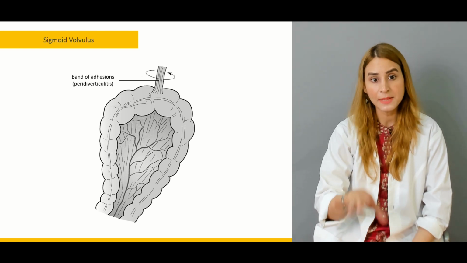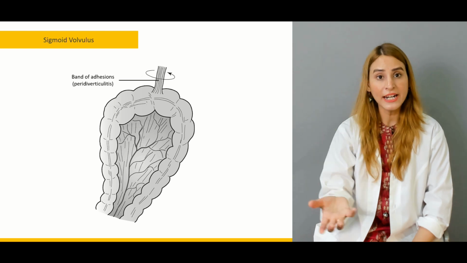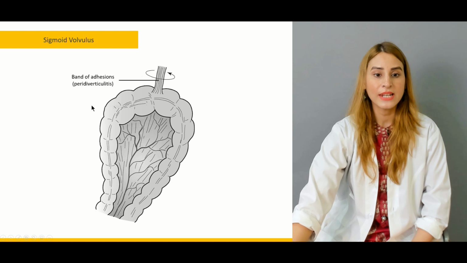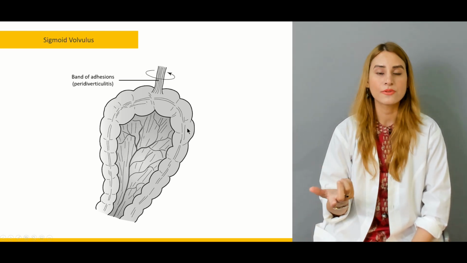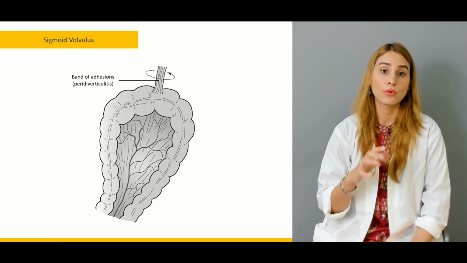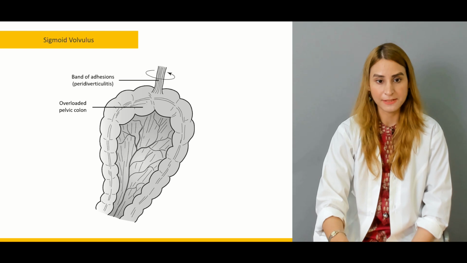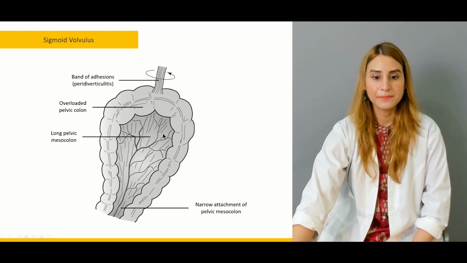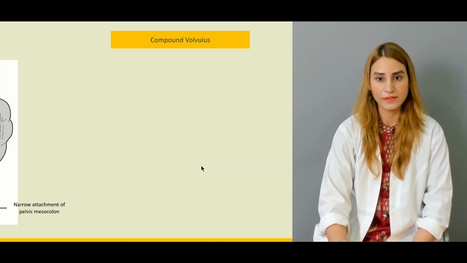And most of the time, as I told you, the acquired cause for the volvulus is adhesion or a band. So whenever there is a band of adhesion, just close to that band or over that band, the gut segment is rotated. You can see here, because the mesocolon is very large, that's the cause of the sigmoid volvulus.